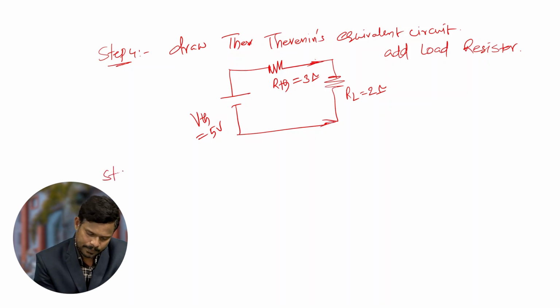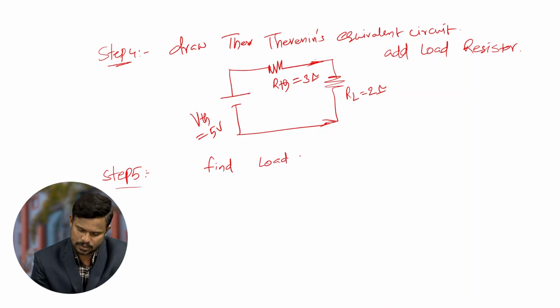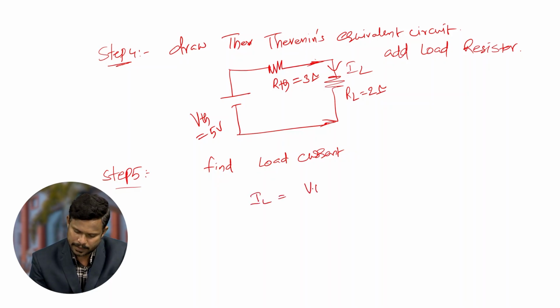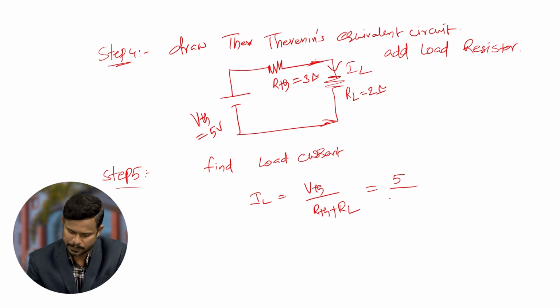Now step number 5. Find the load current. We are asked for the load current through the load resistor. Load current IL equal to VTH by RTH plus RL. VTH value is 5 volts. Substitute the values. VTH value is 5 volts, RTH is 3 ohms, and load resistor value is 2 ohms. So 5 by 5, it is equal to 1 ampere. So load current is 1 ampere.